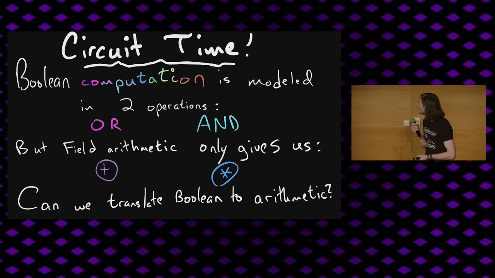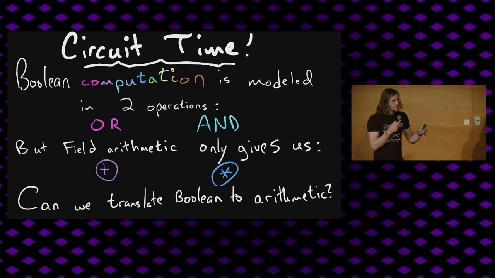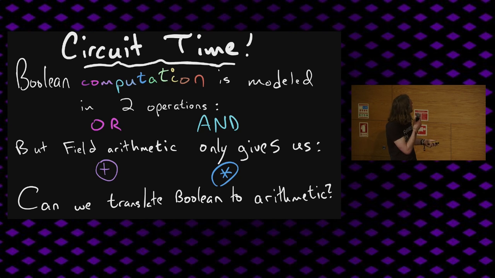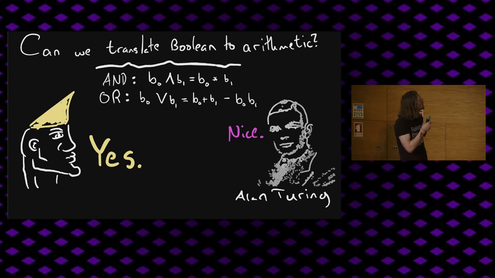And conveniently for us, there is a way for us to pretend that George Boole never existed. I think his name is George, I could be wrong there. That Boole never existed, and that in fact we can just treat everything as an addition and a multiplication operation. So the way we do that is, if we take the bits, B0 and B1, AND is just the multiplication of these bitwise elements. That's convenient. And OR is just the addition of two bit elements minus their multiplication. So they're perfectly equivalent. And the answer to the question, can we translate Boolean logic to arithmetic, is yes.